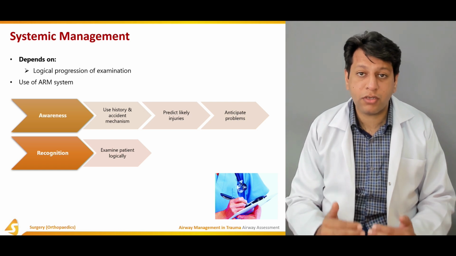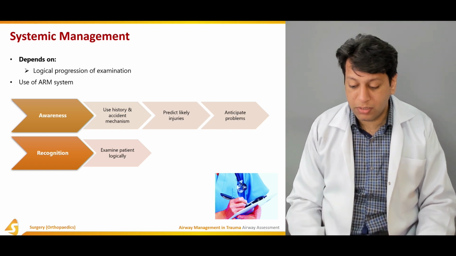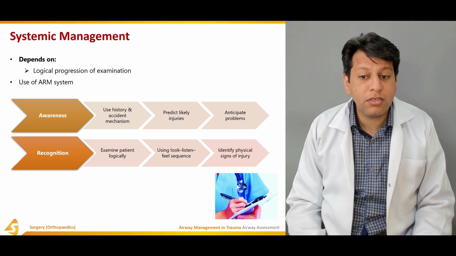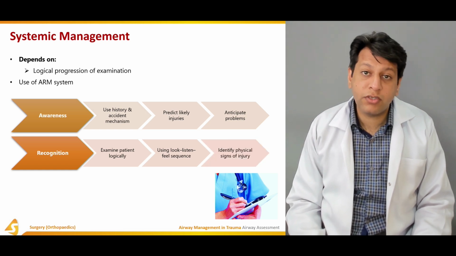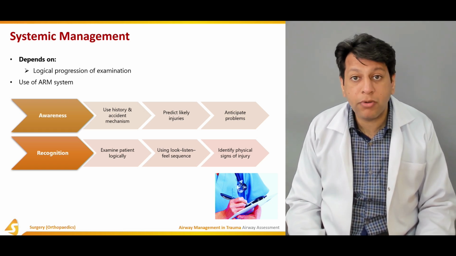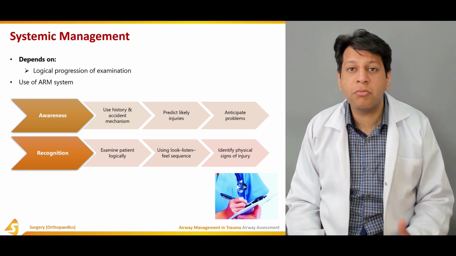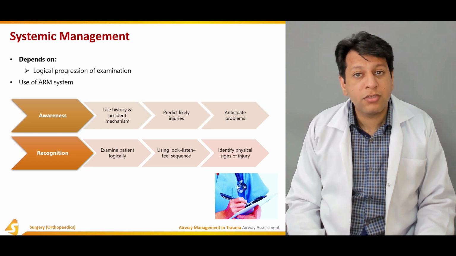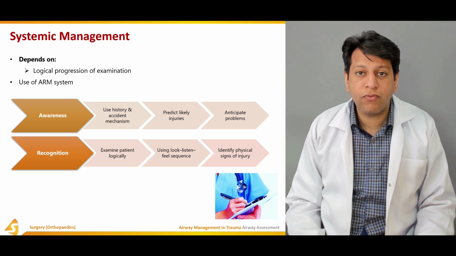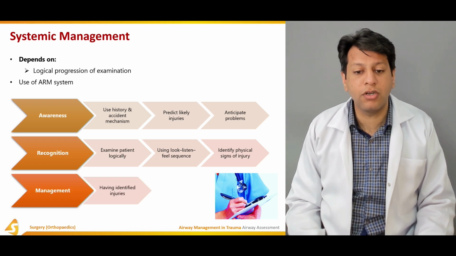So this is how you first become aware of what could be wrong, then you recognize, and then you move toward management, using the look, listen, and feel sequence. This is the sequence with any examination, identifying physical signs of injury. If we are dealing with the airway, there could be hoarseness, labored breathing, blood coming out of the nostrils or mouth, or laryngopharyngeal trauma. So we have to be very active in our approach: be aware, examine, and then manage accordingly.